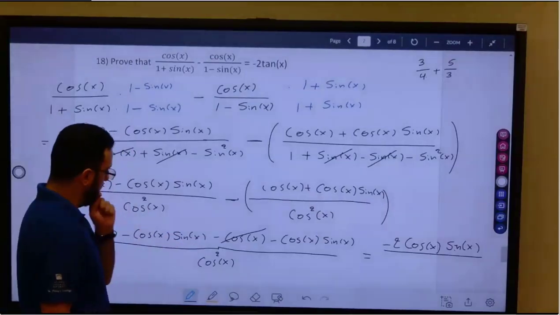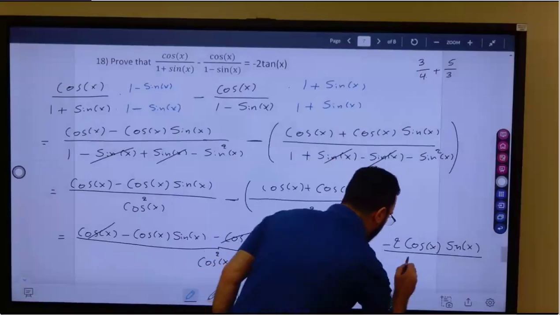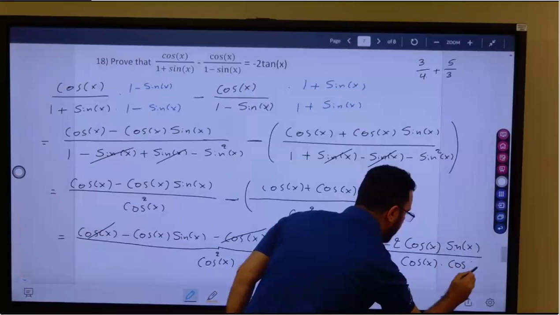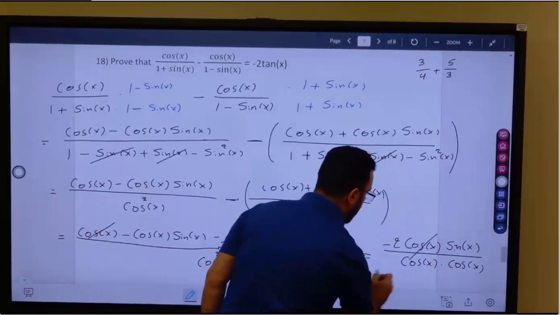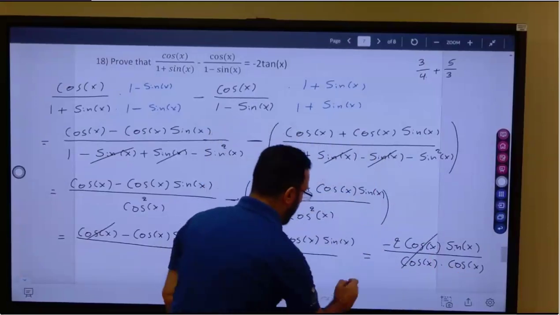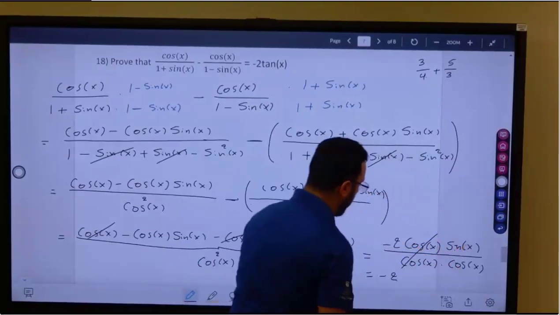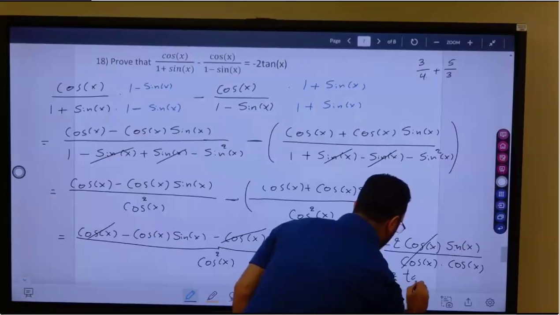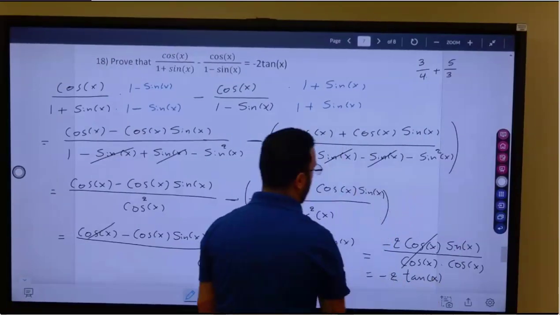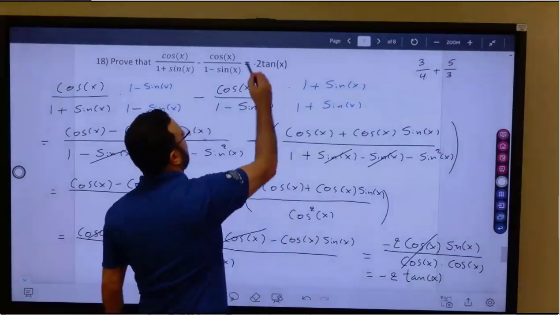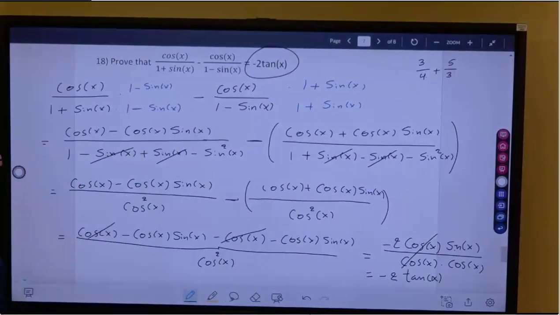Cosine squared. Cosine squared, it's cosine x times cosine x. Cancel these two cosines. So the result is going to be -2. Sine over cosine is tangent. That's going to be -2 tangent x. That's it for this problem.